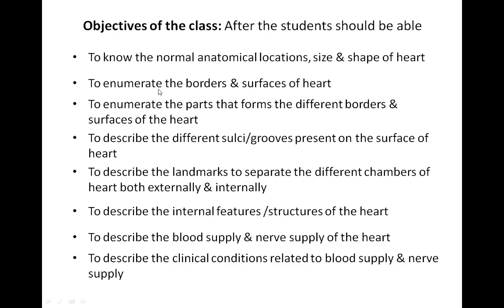So after the class, we have to know the normal anatomical location, size and shape of the heart, then to enumerate the borders. So we have to know the different names of the borders and the surfaces of the heart. Then to enumerate the parts, that means the borders and surfaces formed by which part of the heart.